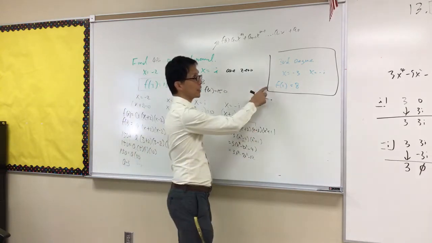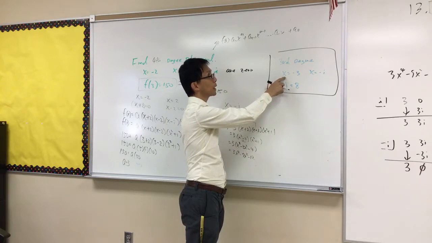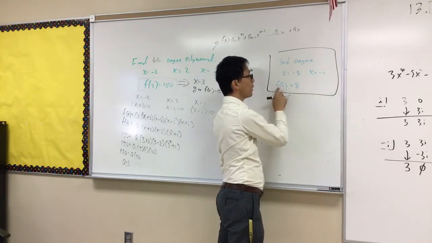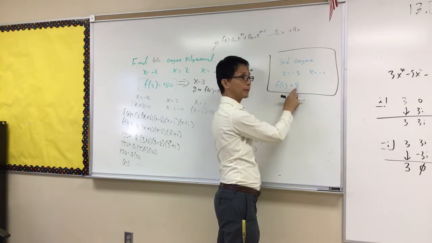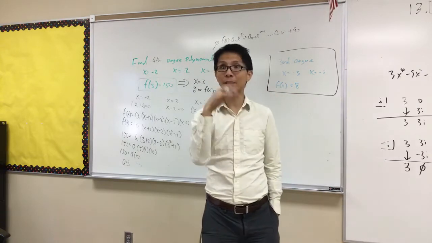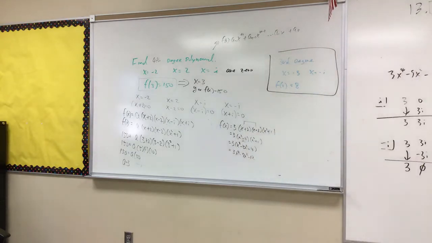So here's my question. I'm going to give you a third degree polynomial with x equal to negative 3, x equal to negative i, and f of 1 is equal to 8. Okay, so third degree. Third degree means x to the third, so that means you should have 3 zeros.